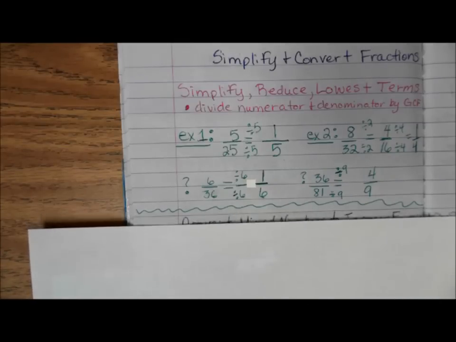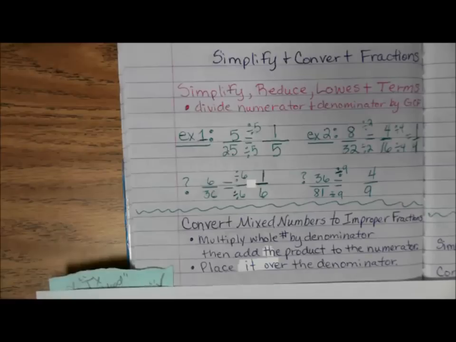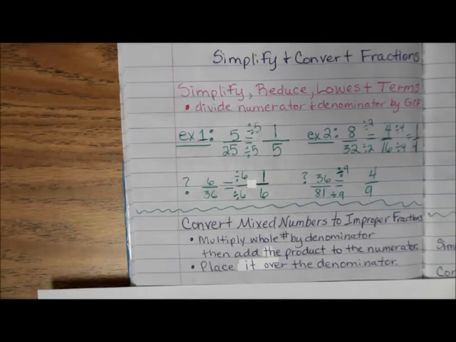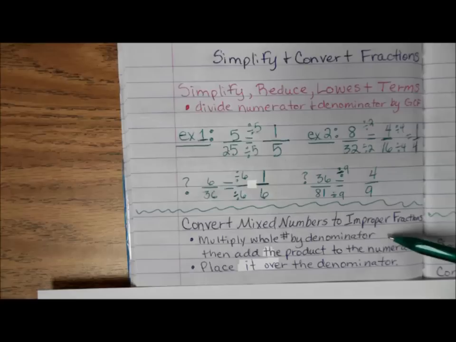Okay? All right, now we're going to talk about converting mixed numbers to improper fractions. So push pause, copy this part down. Okay. So to convert mixed numbers to improper fractions, you're going to multiply the whole number by the denominator, and then you're going to add that product to the numerator. Okay, and then you're going to place it over that original denominator.